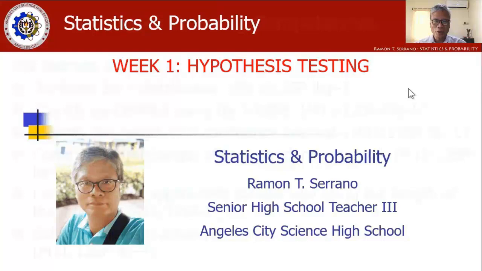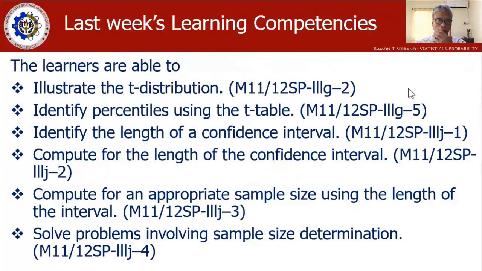If you would recall, previously we talked about a lot of things. Illustrating the student's t distribution, identifying the percentiles using the student's t table, identifying the length of a confidence interval using both the normal and the student's t, computing for the length of the confidence interval, and computing for an appropriate sample size using the length of the interval, and solving plenty of problems involving sample size determination.